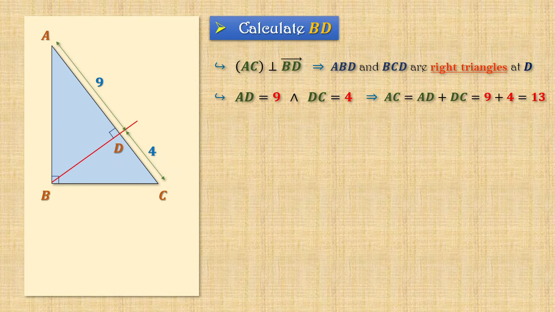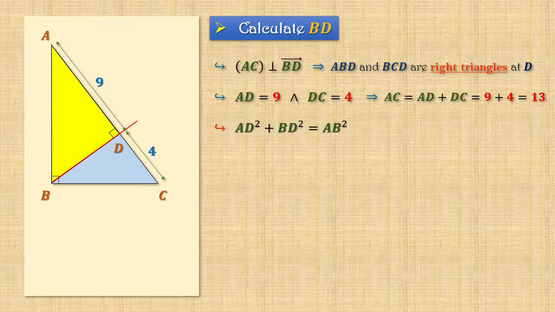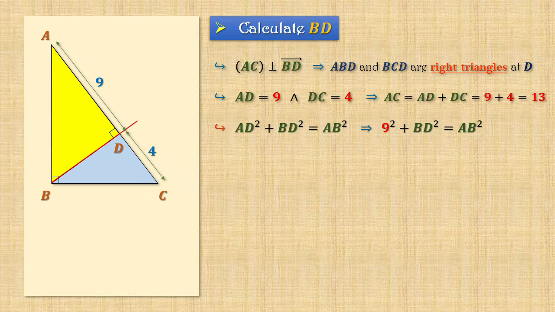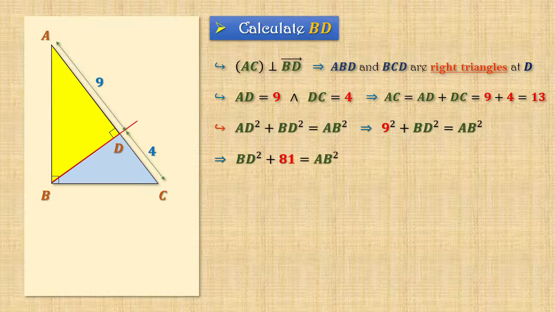Now if we consider the right triangle ABD, which is right angled at the vertex D, we can deduce, according to the Pythagorean theorem, that the square of AD plus the square of BD is equal to the square of the hypotenuse AB. And since the length AD is equal to 9, then we would have 9 squared plus BD squared equal to AB squared. This means that BD squared plus 81 is equal to AB squared. We will keep this in mind and mark it as equality number 1.